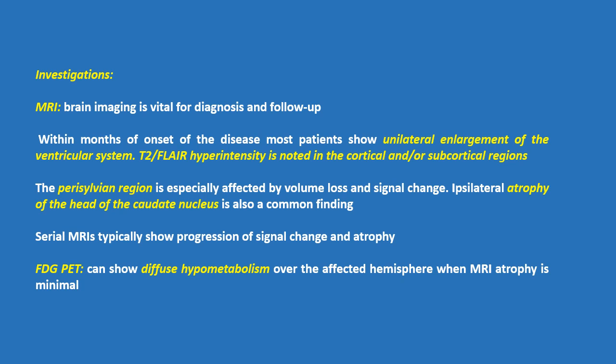The perisylvian region is particularly affected by volume loss and signal change. Ipsilateral atrophy of the head of the caudate nucleus is also a common finding. Serial MRIs typically show progression of signal change and atrophy. FDG PET can show diffuse hypometabolism over the affected hemisphere when MRI atrophy is minimal.